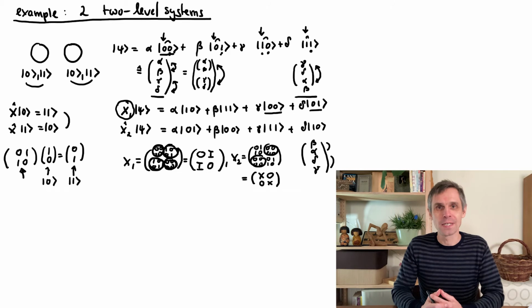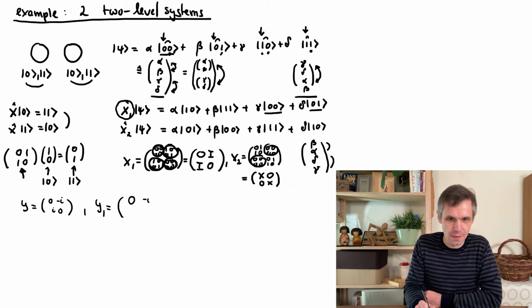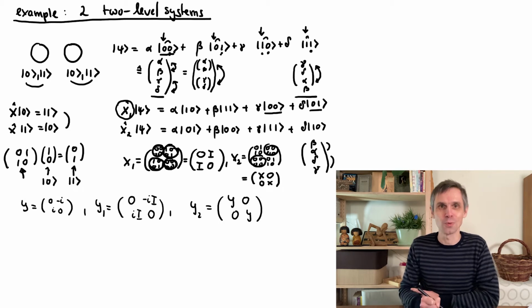Now you can do the very same with the other Pauli matrices, and you just arrive at the same block form. So for instance, if you start from the Pauli matrix Y, then Y1 would simply be given by the following 4x4 matrix, where the zeros here again are 2 by 2 blocks, and Y2 is even simpler, just the Pauli Y matrix on the diagonals of these 2 by 2 blocks.